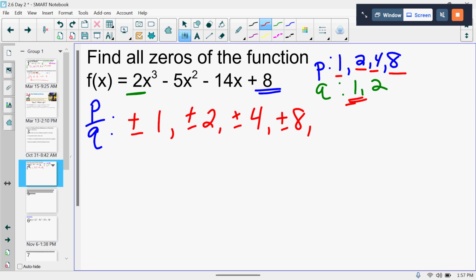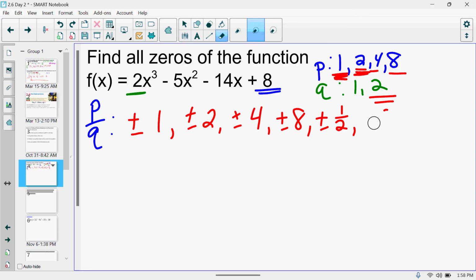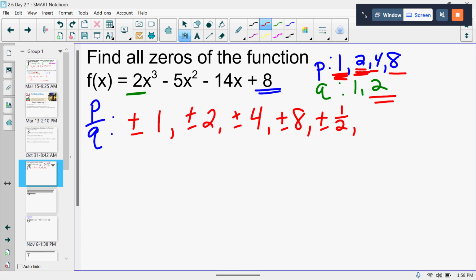Then you move on and all the p's have to be put over 2, right? Because you have to do every possible combination. So start here with positive or negative 1 over 2, positive or negative 2 over 2. That just equals 1, right? And we already have 1 in our list, so we don't need to do it again. Positive or negative 4 over 2 would be next, but again, that equals 2, so we don't need that. And positive or negative 8 over 2 equals 4, so we're actually done with our list here, okay?